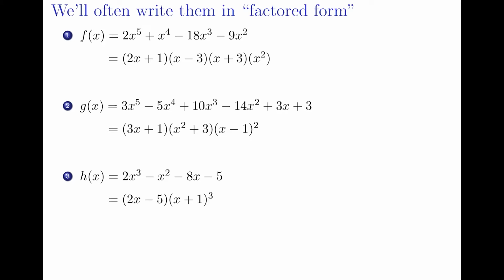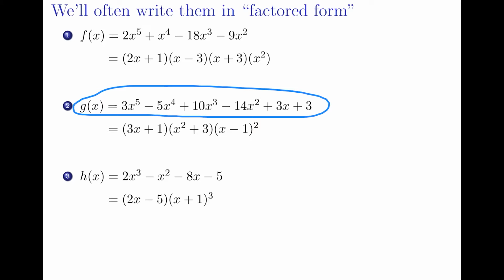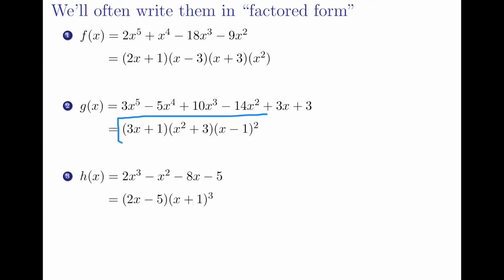Same thing is true in the second example. This standard form shows us the powers of x that are involved. It shows us all the coefficients. But this factored form is actually going to be really helpful for us when we go to graph that polynomial. And the same thing down here. This standard form shows us that we have 2x to the 3rd power and so on, but this factored form is going to be really useful when we graph h of x.